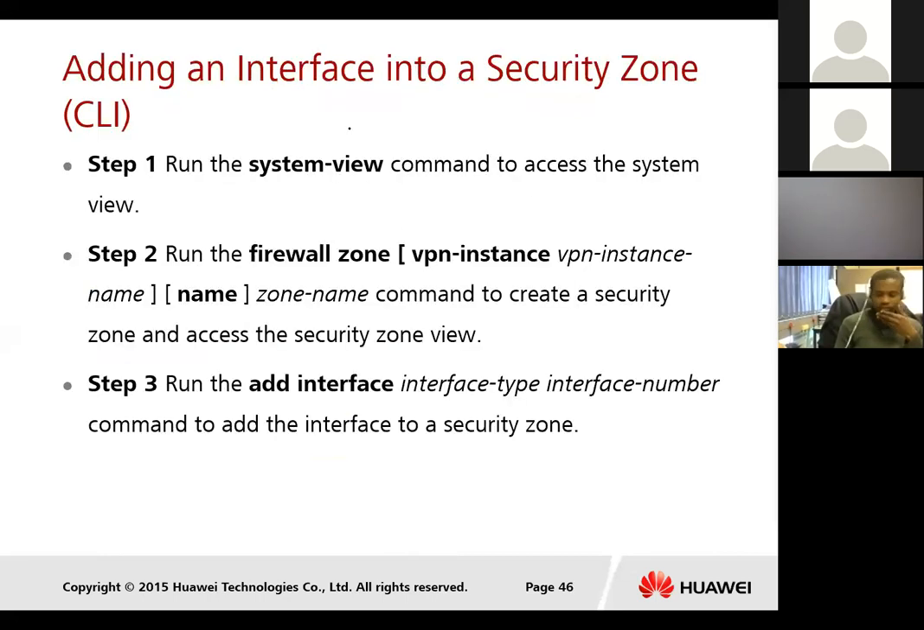So, adding an interface into the security zone: run the system view, go to firewall zone, followed by the name, and add the interface. You need to know which interface belongs to which zone. Same steps, go to system view, firewall zone, followed by the name of the firewall zone. It can be trust, untrust, DMZ, local, or user defined. After you go into the zone, add the interface into the zone. Just add interface followed by G001, let's say, something like this.